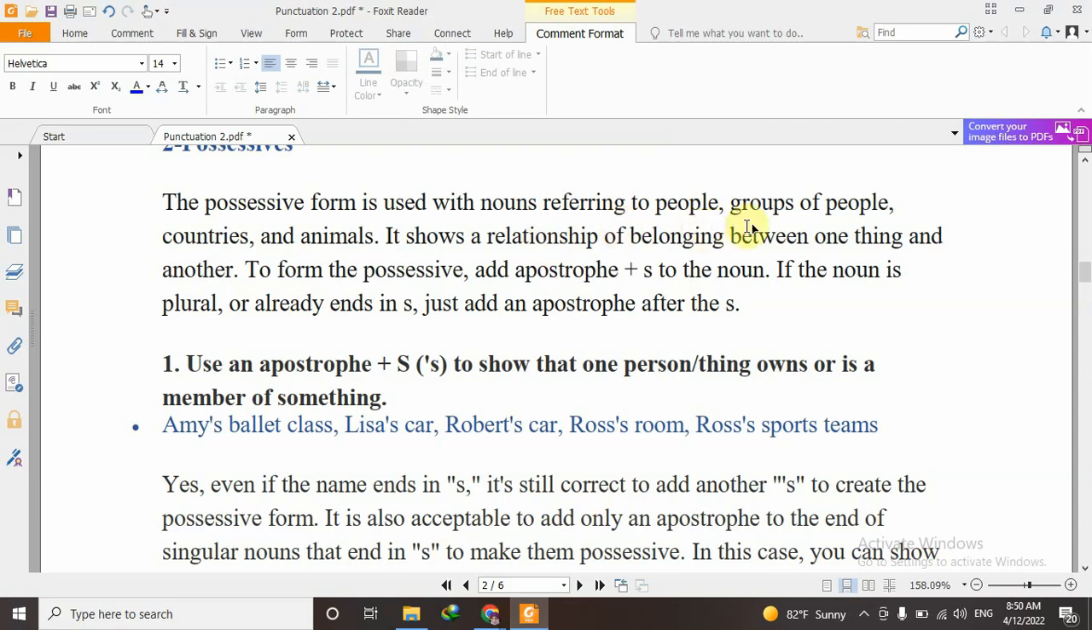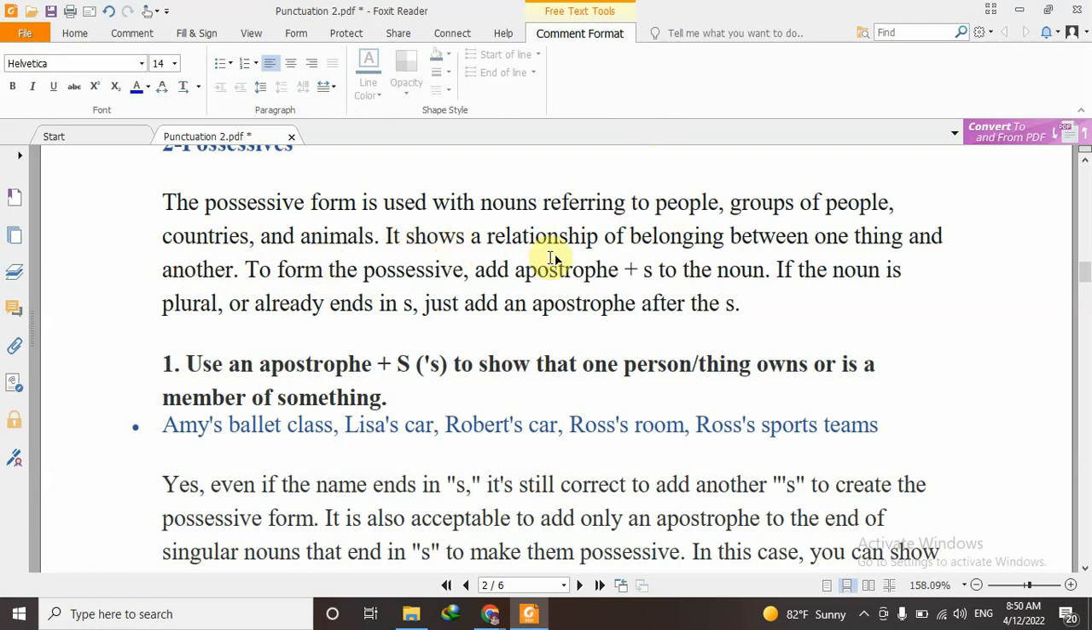Referring to people, groups of people, countries and animals. Look, we didn't say things. We didn't mention the word things. We said it is referring to people, groups of people, countries and animals. We didn't mention the word things like watch, like bed, like chair.